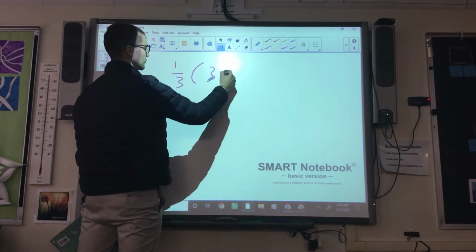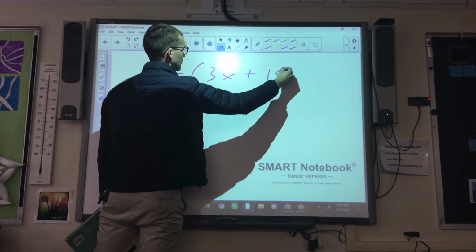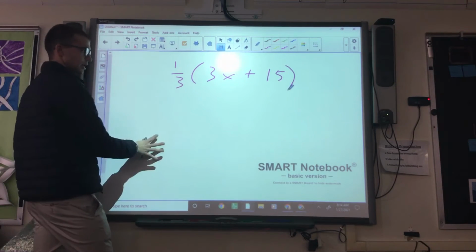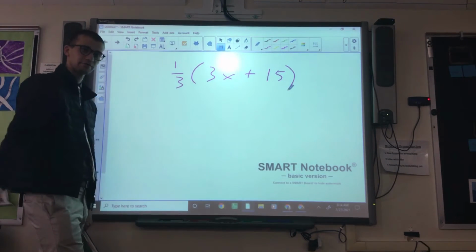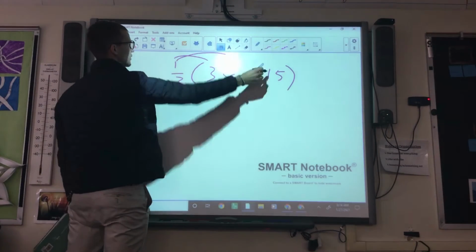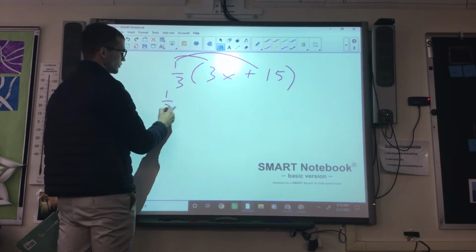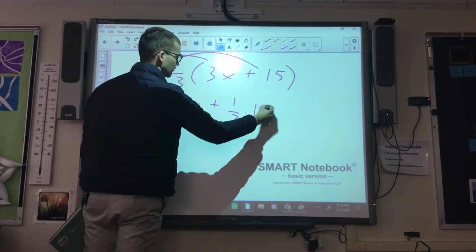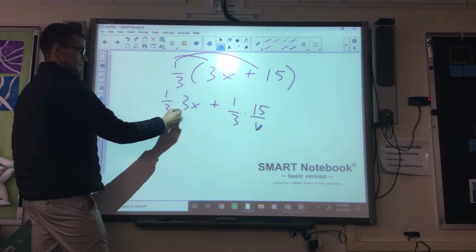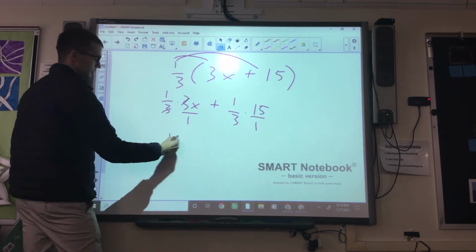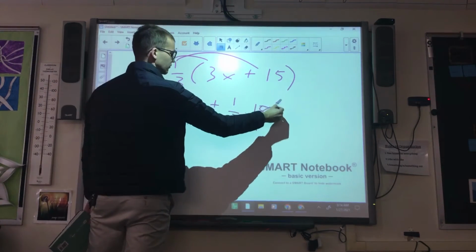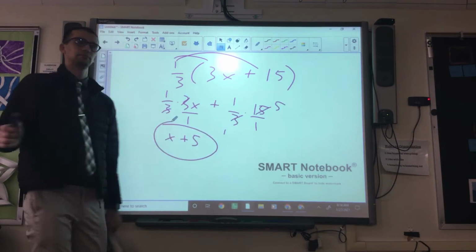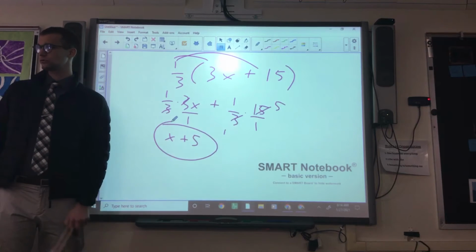Example 10, expand the expression 1/3 times the quantity 3x plus 15. They show the bar model, which has 3 x's and 3 groups of 5. The other way is to distribute: 1/3 times 3x plus 1/3 times 15. The 3s cancel, this becomes x, and 15 over 3 is 5. So x plus 5.